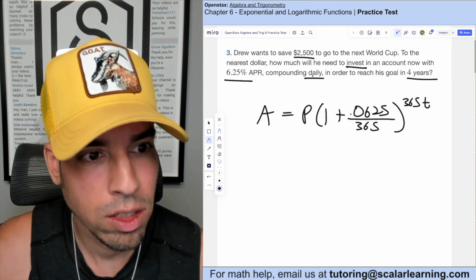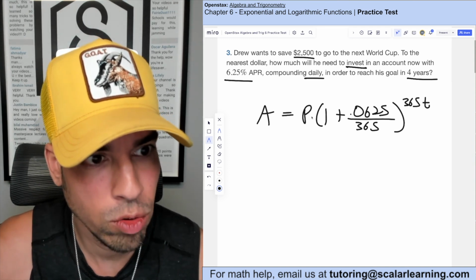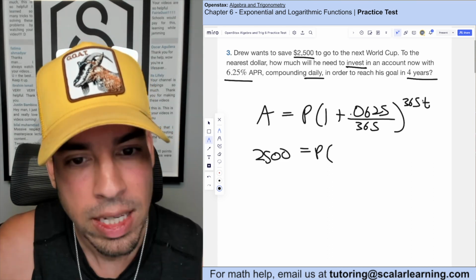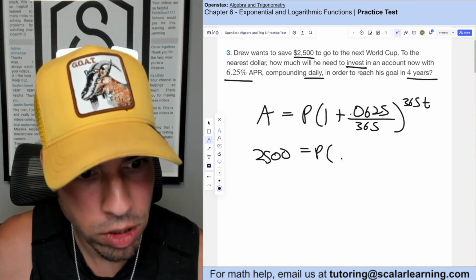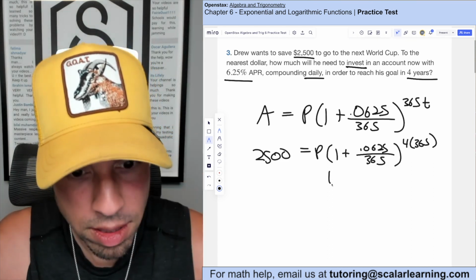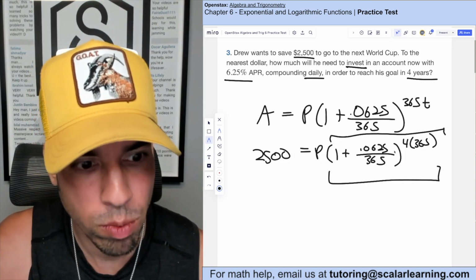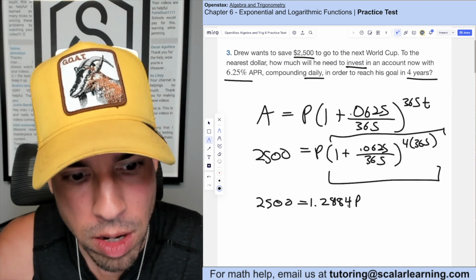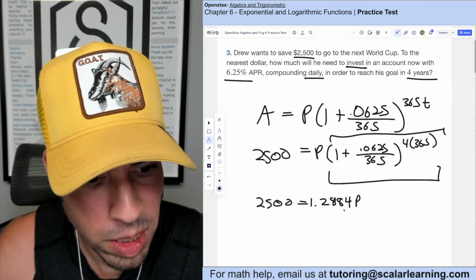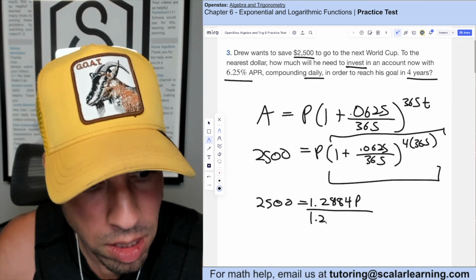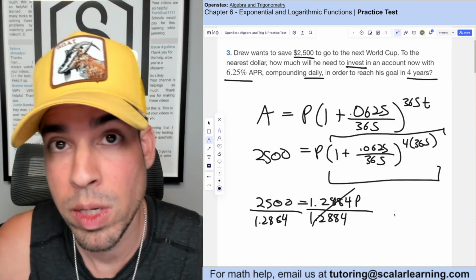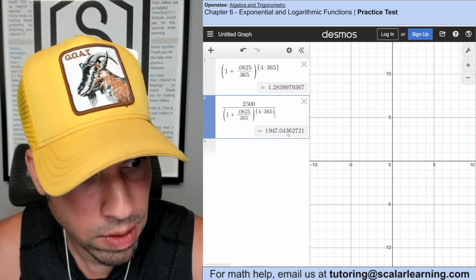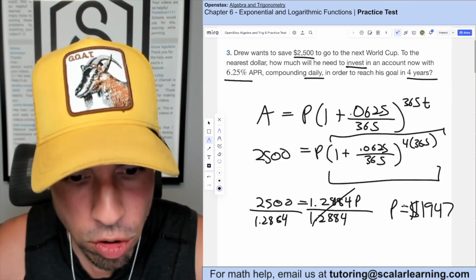Now, what this is asking is, what principal do I need to invest in order to get 2,500, that's my A value, in 4 years? So I plug in 4 for t. I'm going to plug this value into the calculator and see what we get. So we get approximately 1.28399. We're just going to round that to 4 there, and then we got that times P equals this. Last step, we're going to divide both sides by this constant, and see what we get in the calculator. When rounded to the nearest dollar, it is $1,947. So that's how much you'd have to start to invest with.